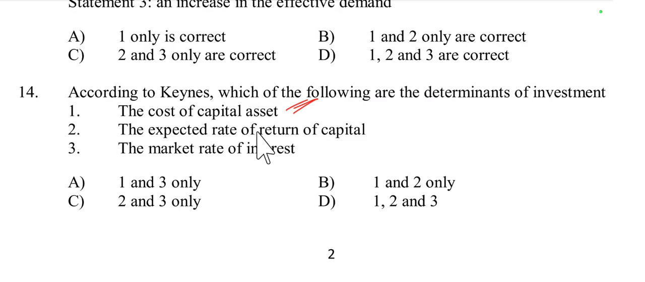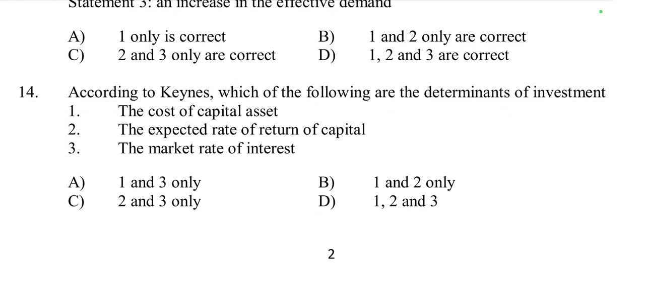It is a determinant of investment. Then the expected rate of return on capital is also a determinant of investment. Then the market rate of interest is also included in the determinants of investment. So all 1, 2, 3 are included in the determinants of investment. So option D is right.